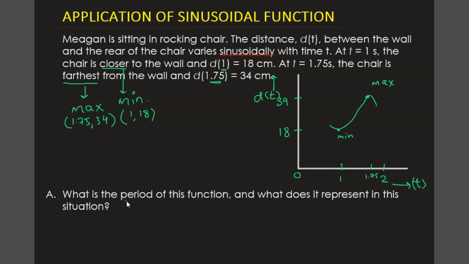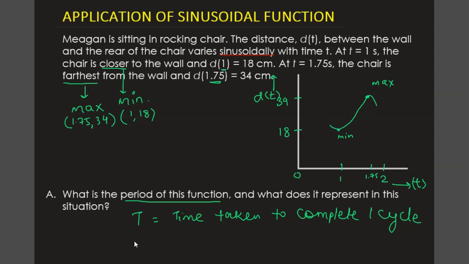Now let's read the question. What is the period of this function? Period means time period, and we know time period is the time taken to complete one cycle, and one cycle is always the time between two maxes or two mins. In this scenario, we're not given two maxes or two mins, but we have learned in one of the video lessons that going from min to max is a half time period.